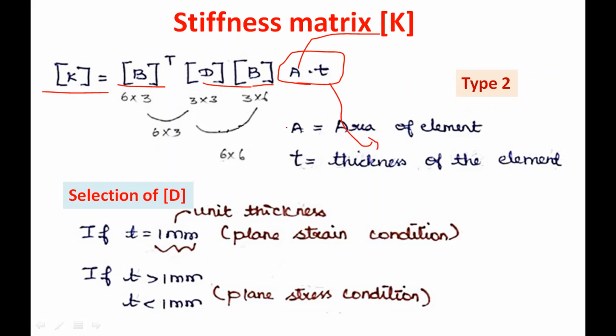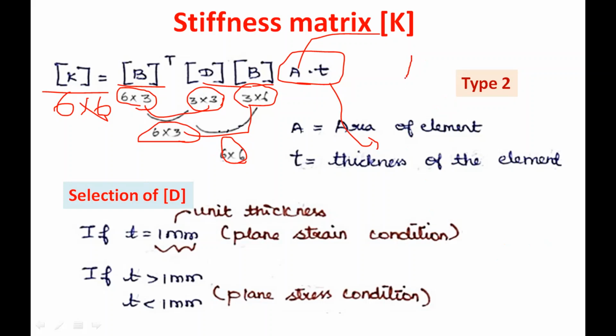Okay. So when you see the size of the matrices, the B matrix size is 3 by 6. The transpose of this will be 6 by 3, and the D matrix is always 3 by 3 for plane stress and plane strain conditions. When you multiply these two, we get a 6 by 3. This 6 by 3 matrix multiplied with B gives 6 by 6. The stiffness matrix size will be 6 by 6. Why?